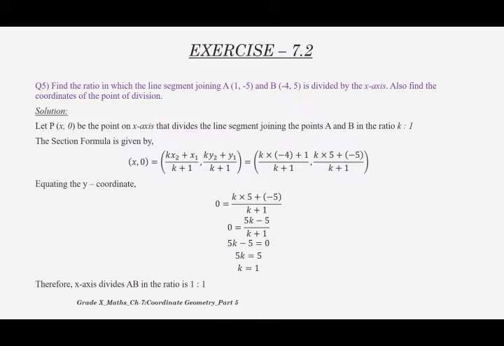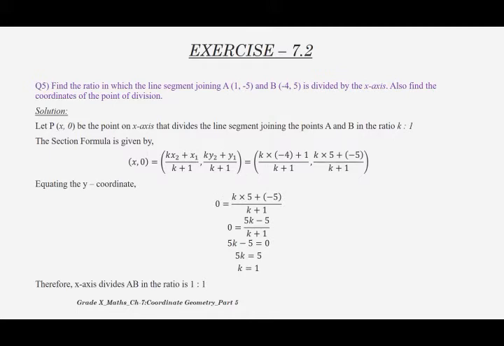Question 5. Find the ratio in which the line segment joining A 1, -5 and B -4, 5 is divided by the x-axis. Also, find the coordinates of the point of division. In this question, we have to find the ratio as well as the point. Both are not given to us. So let P, a point on the x-axis, x comma 0, be the point on the x-axis that divides the line segment joining the points A and B in the ratio k:1.